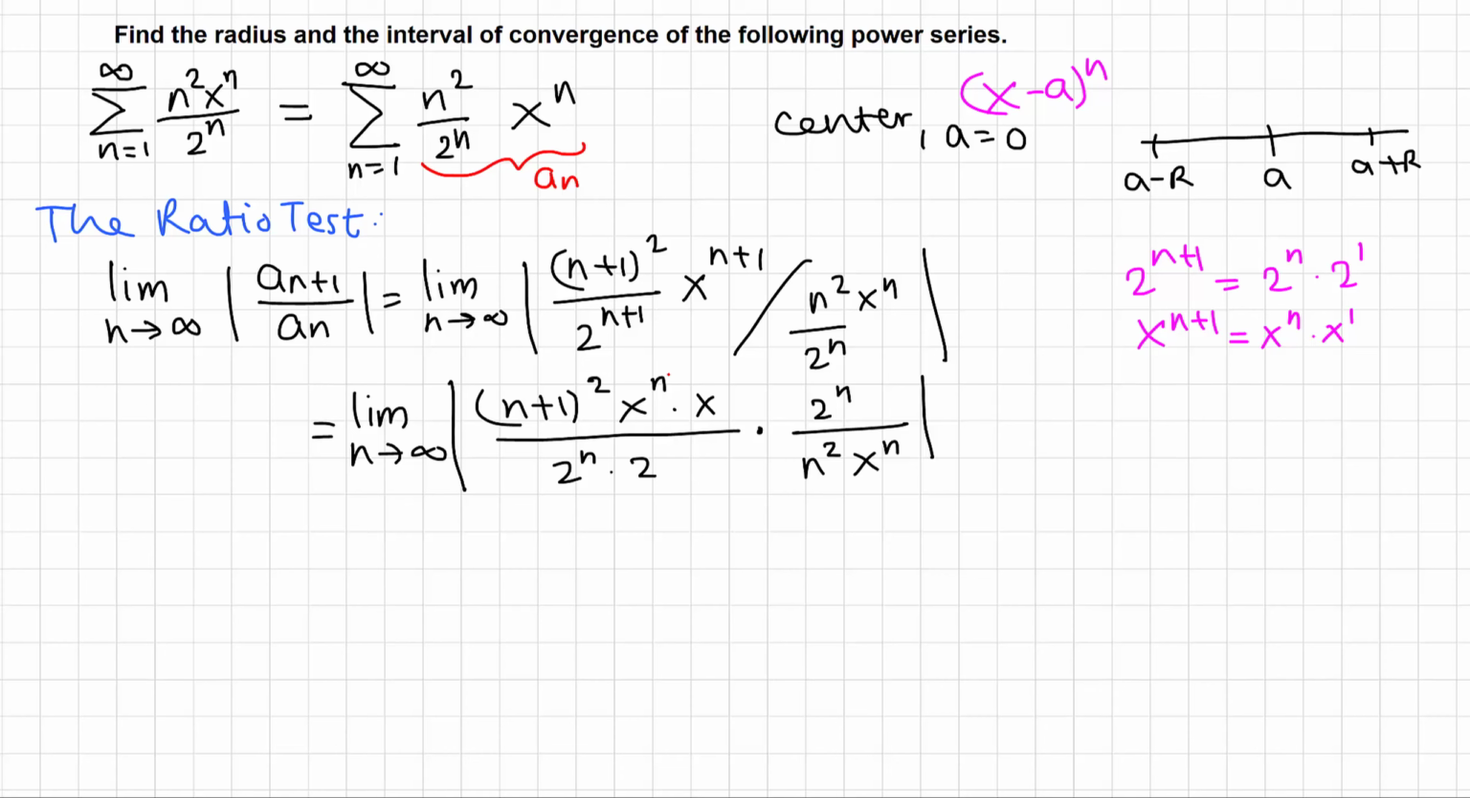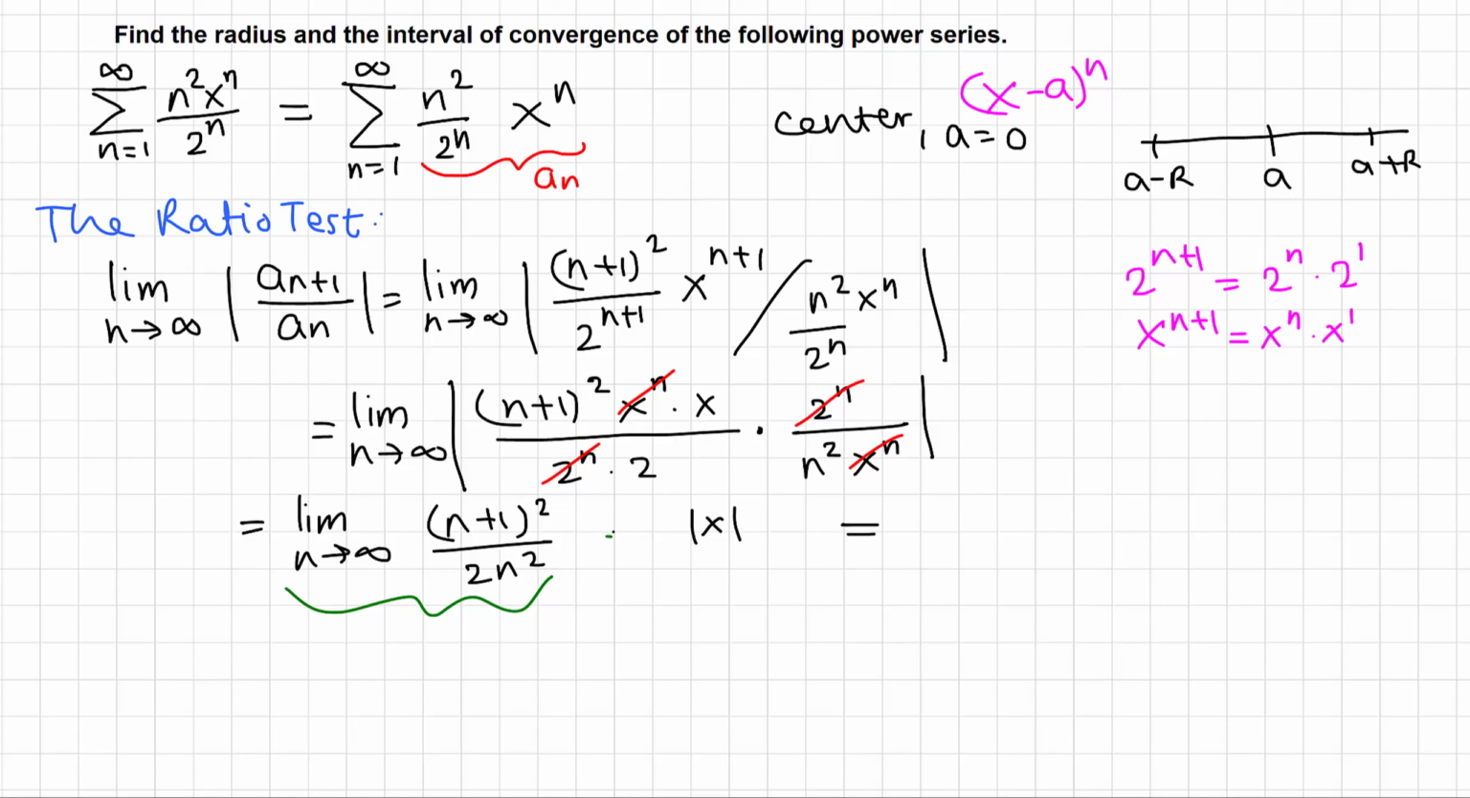So let's cancel a couple of things: x^n cancels, and 2^n cancels. Now we are ready to take the limit. The limit as n approaches infinity, where the absolute value is now needed only for x, because (n+1) squared is positive, 2 is positive, and n squared is positive. So I can just leave the absolute value for x. (n+1) squared is on the top, and on the bottom is 2n squared. This x is independent of n, so we don't have to worry about that part. Now let's find this limit, and this times x will be the total limit.